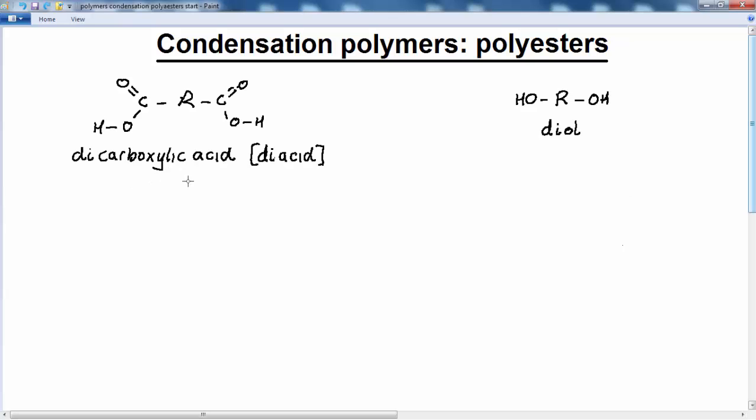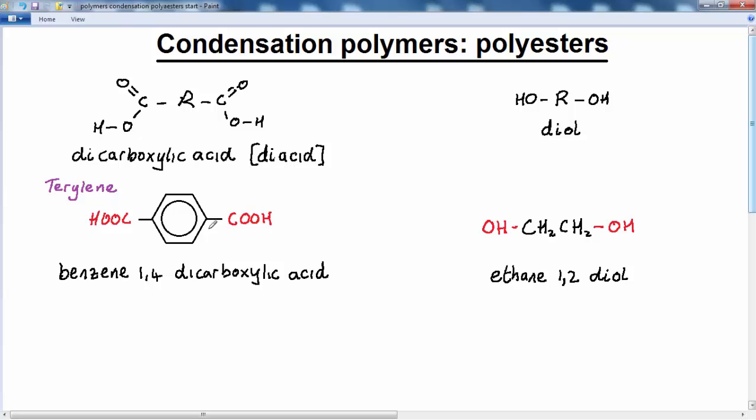So we have the dicarboxylic acid, or diacid, with the alkyl group in the middle, and at either end of the alkyl group we've got the carboxyl groups, and with the diol at either end of the alkyl group we've got the hydroxyl groups. Okay, so this shouldn't surprise us because we remember that esters are made from carboxylic acids and alcohols. Now in this lesson we're going to focus on a polyester called Terylene, and so let's look at the monomers that are used to make Terylene.